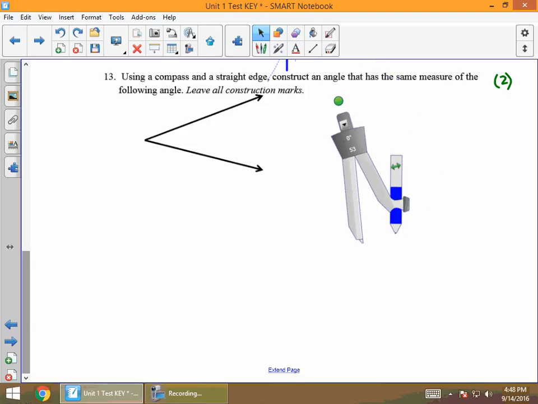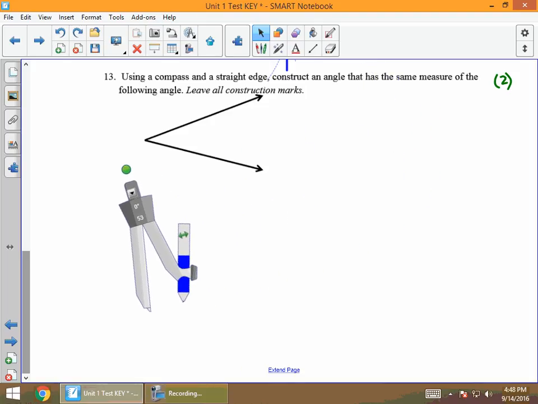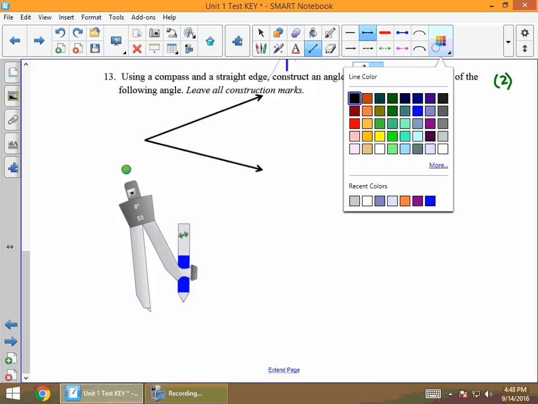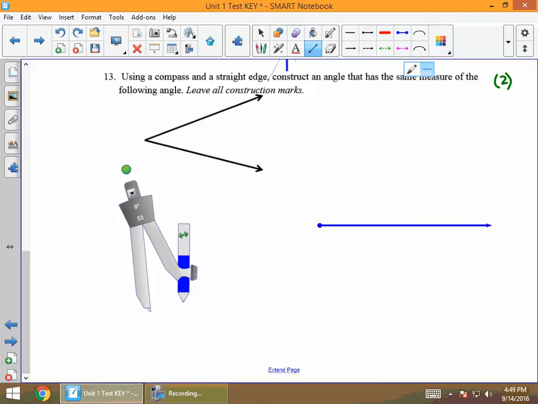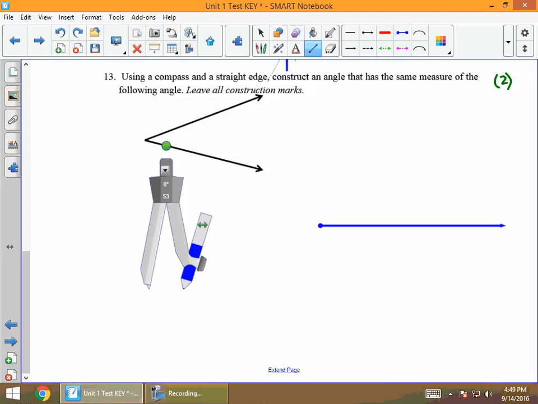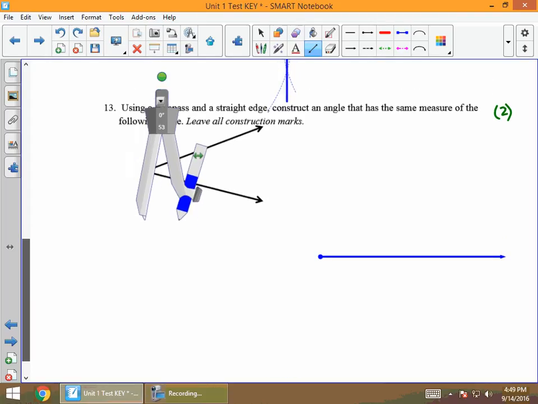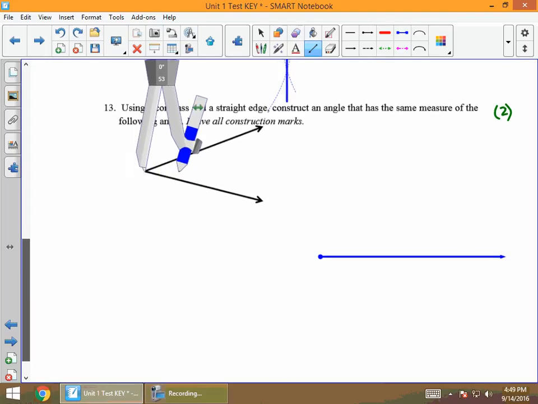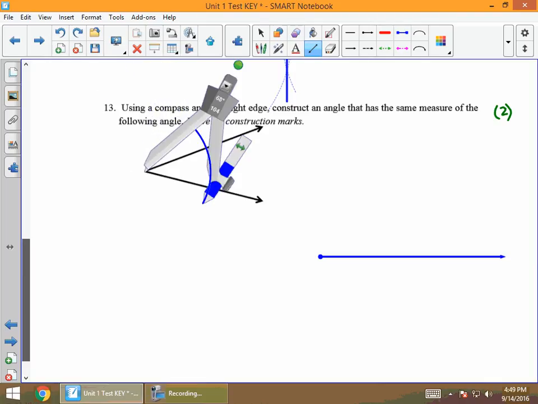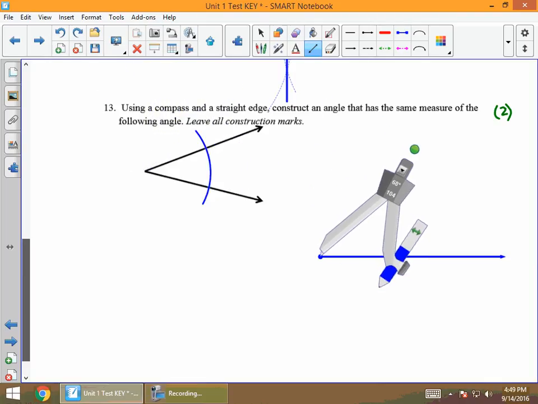And then number 13, the final problem says, using a compass and a straight edge, construct an angle that has the same measure as the following angle. So this is just copying an angle. So in order to copy an angle, I'm going to start with a ray that has an endpoint on one side. So I just do some sort of a ray. And then I'm going to put an arc across the angle, and I'll put that same arc out across my ray.